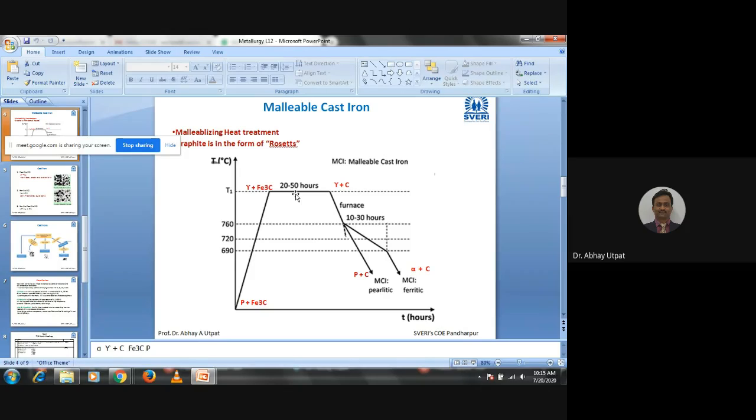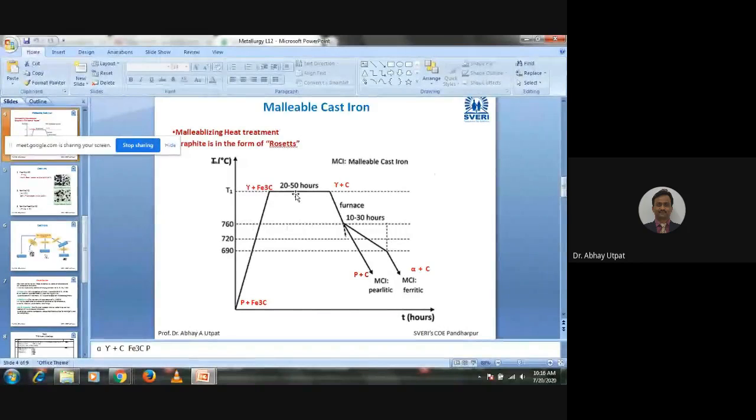Starting from the pearlite, it again starts the second stage of graphitization reaction. Fe3C goes to alpha and carbon, again in the form of rosette, and the final structure is ferrite plus carbon. That is carbon in the form of rosette.